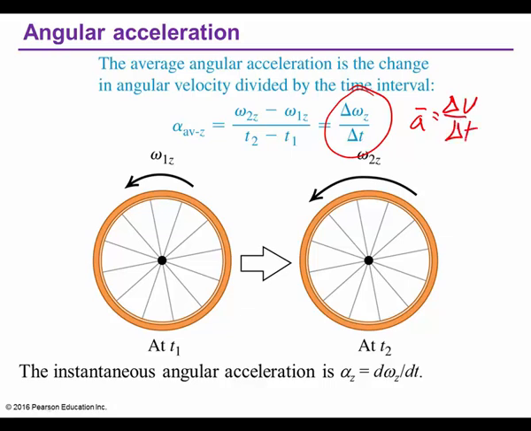All right? It's the exact same equation. The only thing we do is change V to omega. It's the only thing we did. Now, what are the units for this? Well, the units are going to be what? Rads per second squared. Instead of meters per second, it's radians per second squared.